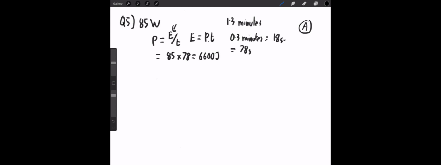A. Question 6. Which of the following statements is not true? I won't write these down, I'll just read them out to you.